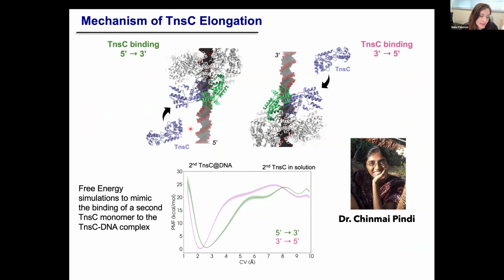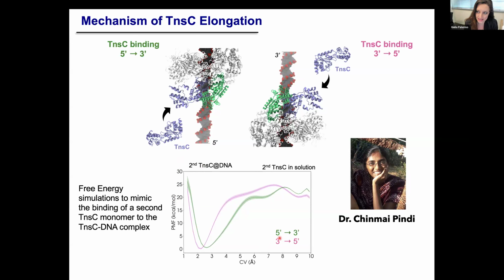Finally, we wanted to study the mechanism of elongation. How does TNSC, once bound at the level of DNA, keep binding along double-stranded DNA in one direction or in another? Here we performed again free energy simulations, in this case umbrella sampling simulations, and we observe that in one direction it is slightly more favored than in the other. The 5 to 3 direction is slightly more favored, which is in agreement with the experimental studies by Park and Kellogg, and this work was performed by Chinmay Pindi, another postdoctoral scientist in my lab.